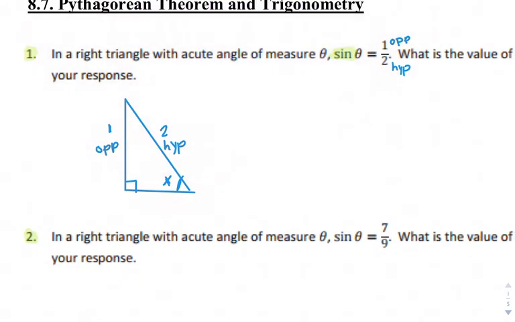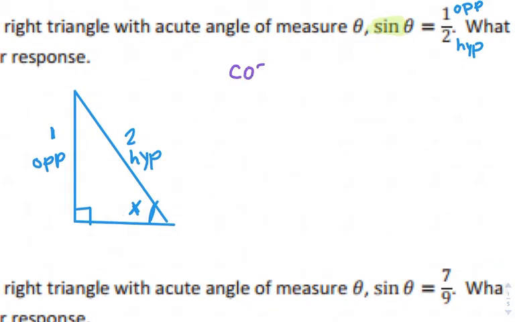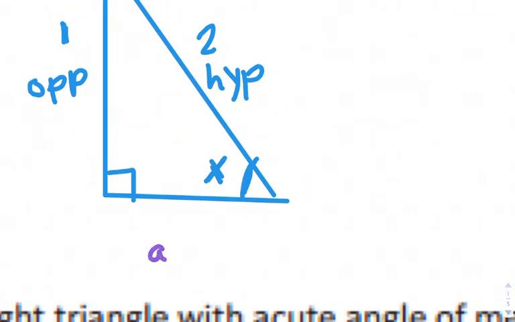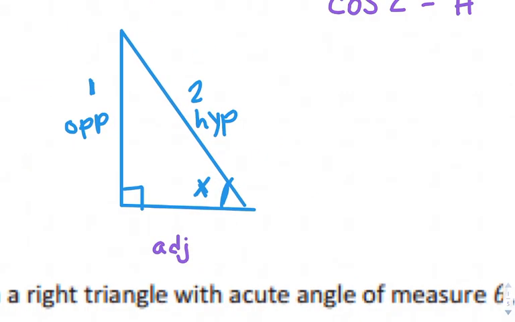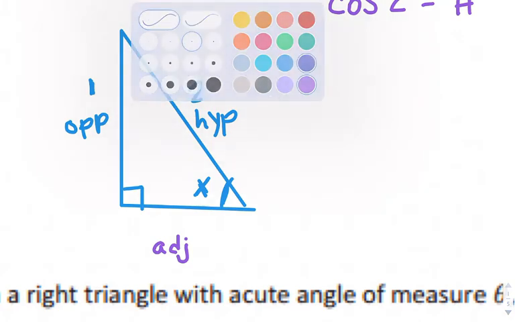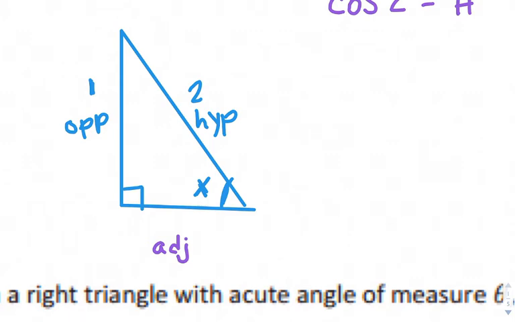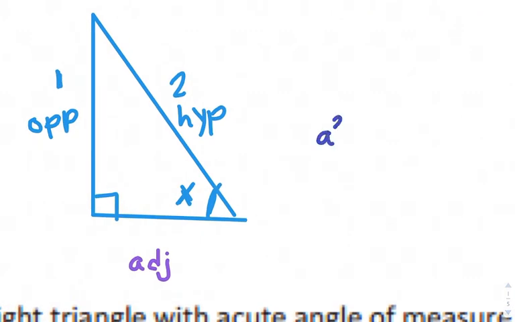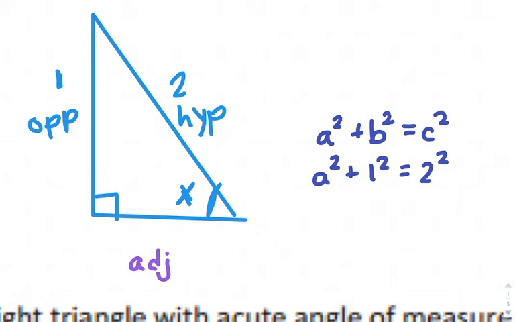So remember, cosine of an angle is adjacent over hypotenuse. So I need to figure out what the adjacent side is. I have two sides, it's a right triangle. The only option I have to figure out the third side is Pythagorean theorem. Remember, Pythagorean theorem is a squared plus b squared equals c squared. Now your c is your hypotenuse. It doesn't matter what you put for a or b, those can change. So I'm going to leave it a because we're solving for that adjacent side.